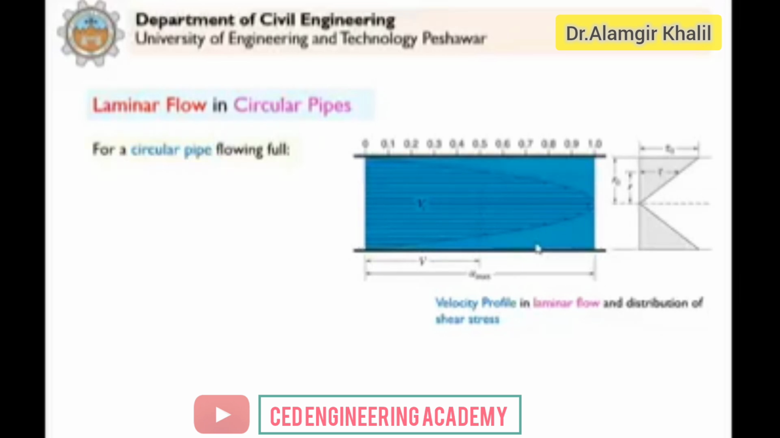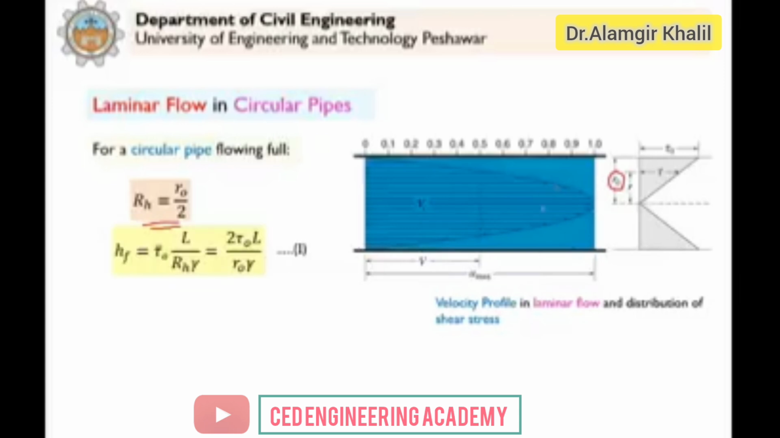We discussed that for a circular pipe flowing full, the hydraulic radius is given by RH is equal to R naught by 2. Clear? Where R naught is measured from the center of the pipe. This is R naught. It is measured from the center of the pipe towards the wall of the pipe.